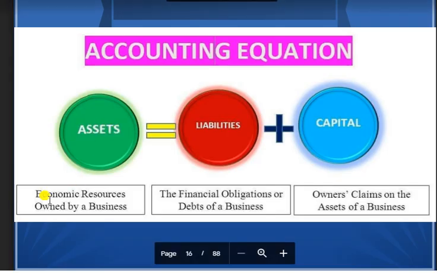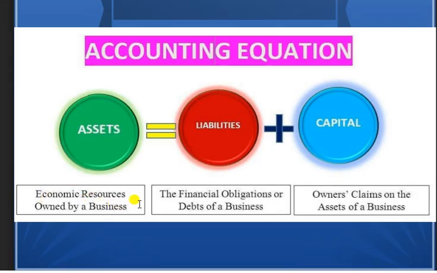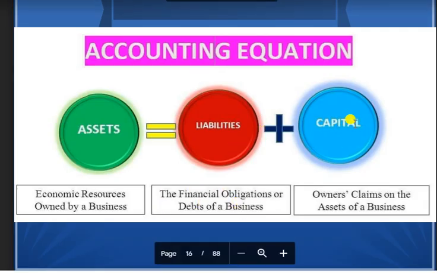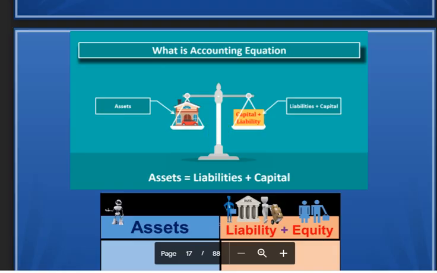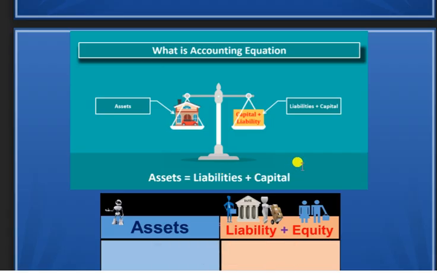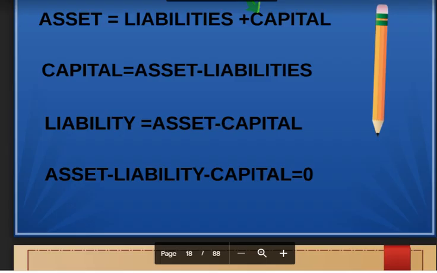Assets are the economic resources owned by a business. Liabilities are the financial obligations or debts of a business. Capital is the owner's claim on the assets of a business. So what is the accounting equation? Assets are always equal to liabilities plus capital.